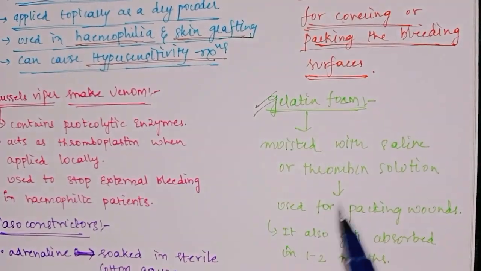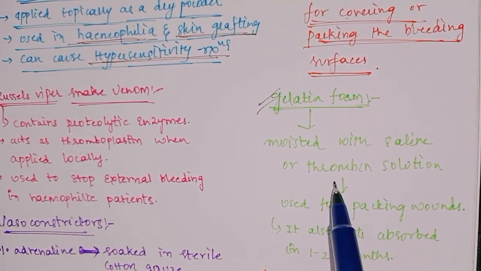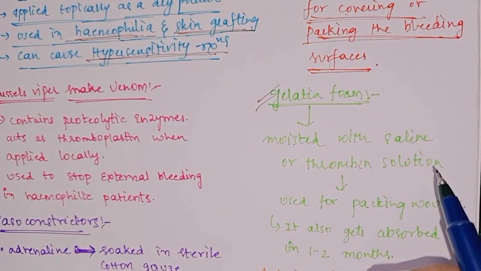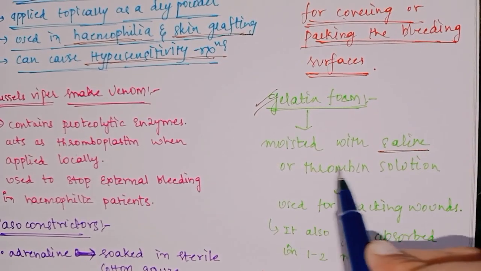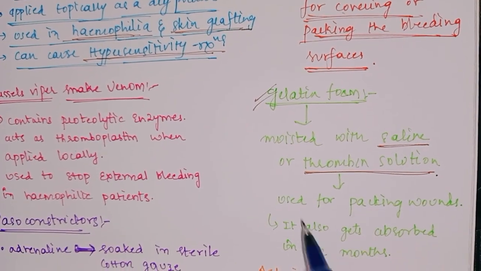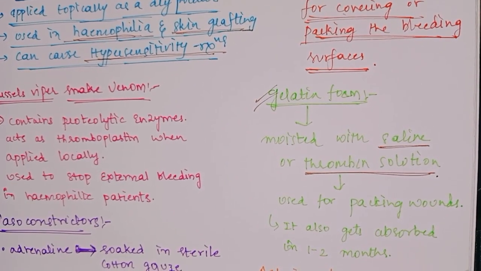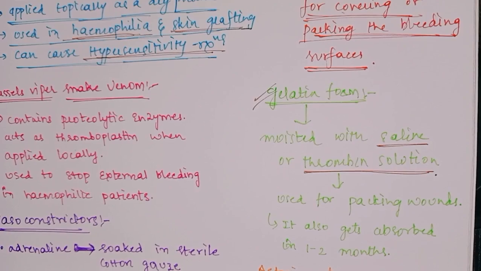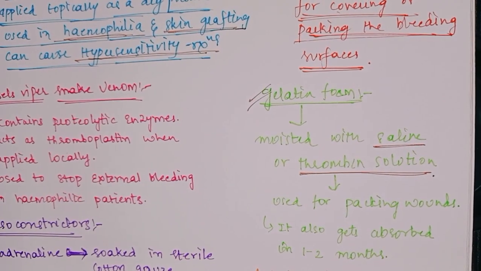Gelatin foam is moistened with saline or thrombin solution and is used for packing wounds. It also gets absorbed in 1 to 2 months.